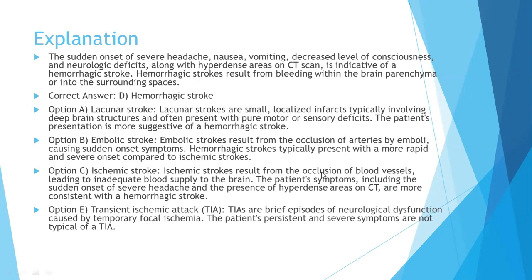So ischemic stroke results from the occlusion of blood vessels leading to inadequate blood supply to the brain. And the patient's symptoms, including the sudden onset of severe headache and the presence of hyperdense areas on CT, are more consistent with a hemorrhagic stroke. Now, talking about the transient ischemic attack, which is only a brief episode of neurological dysfunction caused by temporary focal ischemia. The patient's persistent and severe symptoms are not typical of a TIA.